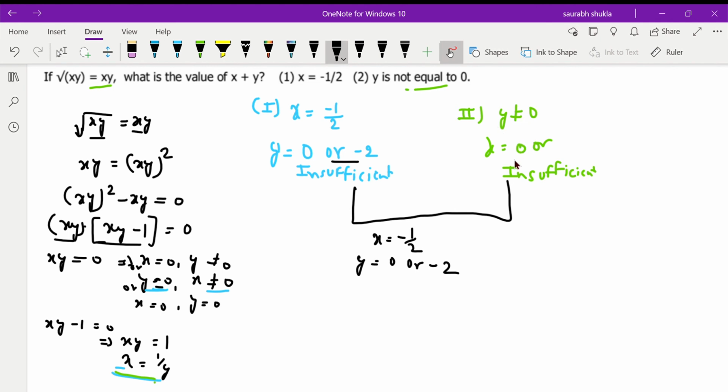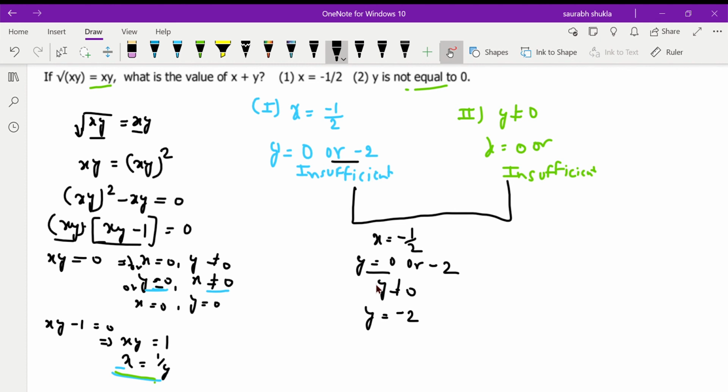Now if you look at statement 2, which is given as y is not equal to 0, you can clearly see that y is not equal to 0. Since y is not equal to 0, we can definitely say that the only possible value in this case would be minus 2. So when you combine both the statements together, you can actually get a definite answer for x plus y. So both the statements taken together are sufficient to answer the question.